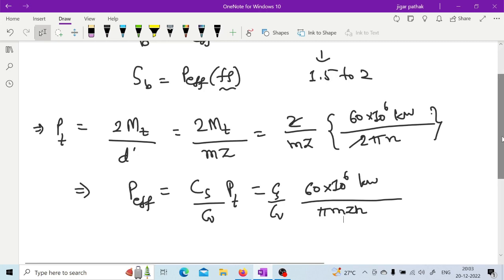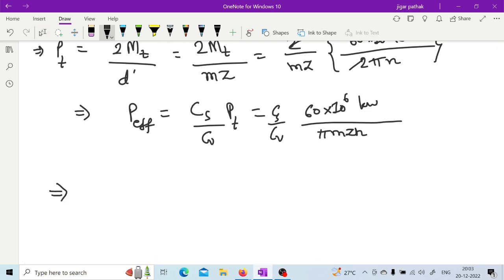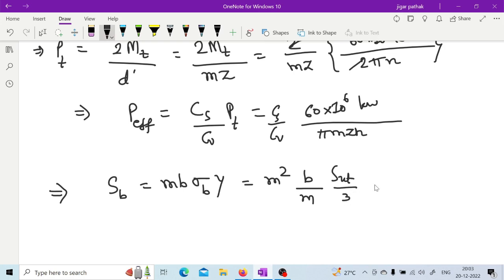Once you have this effective load, you can then go for Sb, because Sb we have already derived as m square b sigma b by y while discussing beam strength. If we divide and multiply this equation with m, then m square b by m. This sigma b we can represent with the ultimate tensile strength divided by 3, as we have discussed, Sut by 3, the permissible bending stress.